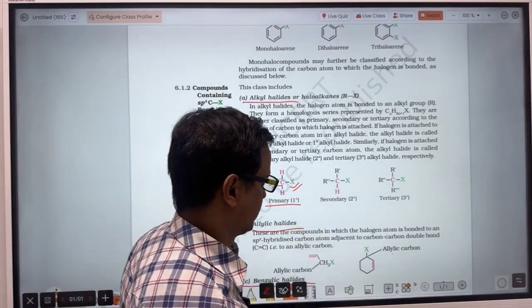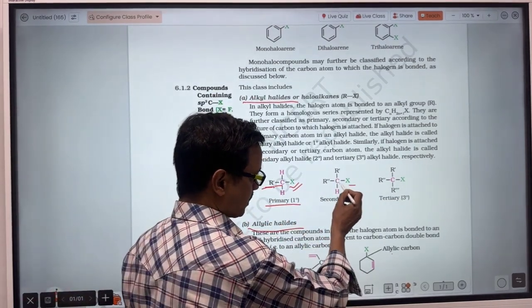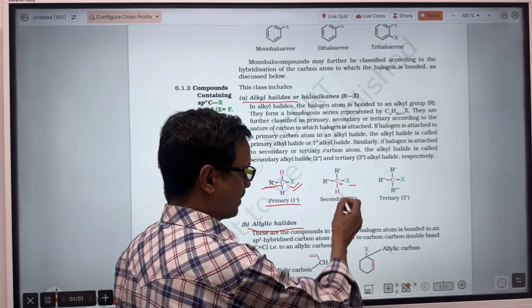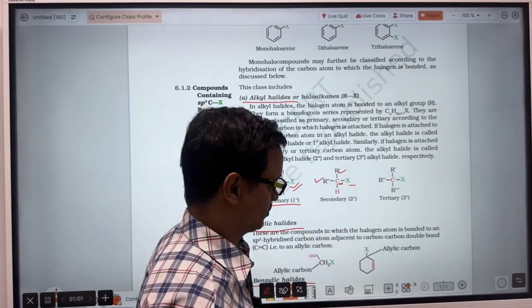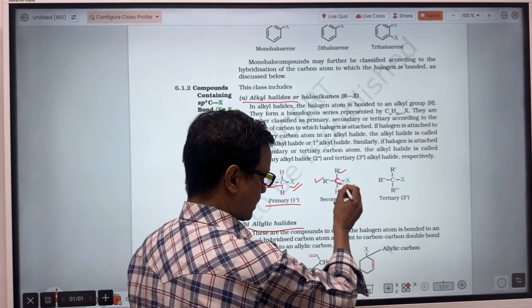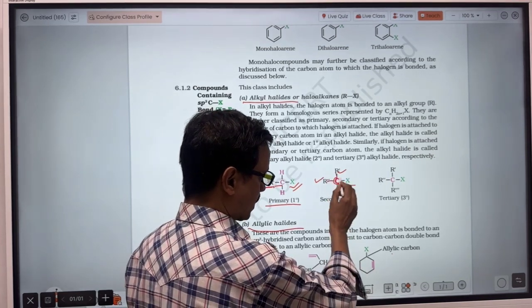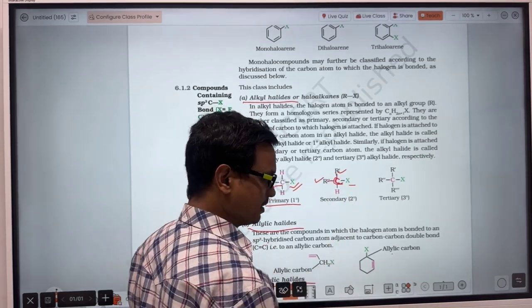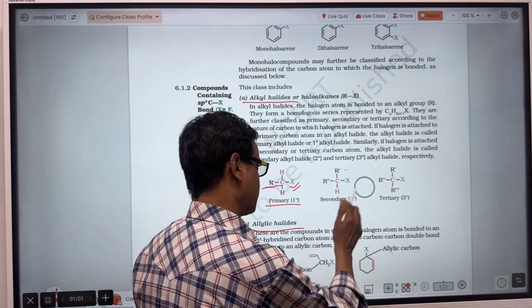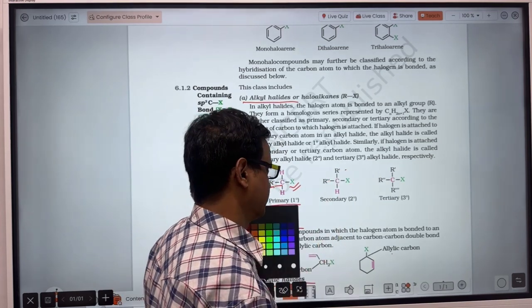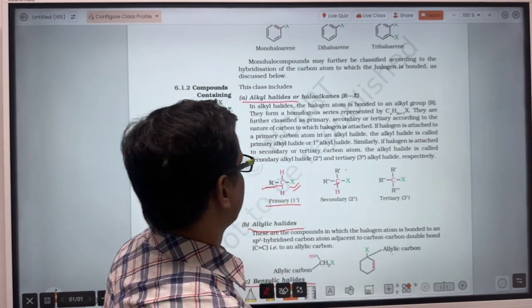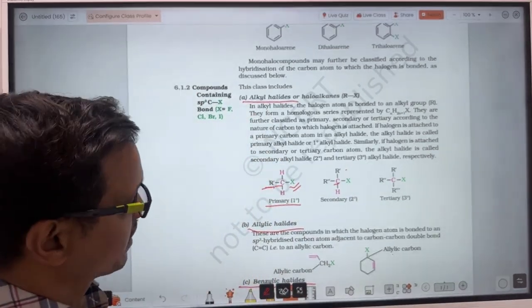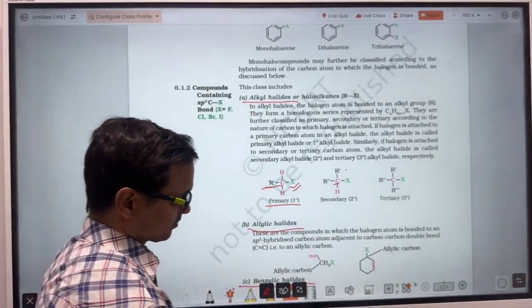In the same way here the halogen is bonded to this carbon, and this carbon is bonded with the carbon of this alkyl group and that of this alkyl group. So this carbon is bonded to two carbon atoms. So it is a secondary carbon, and the halogen is bonded to the secondary carbon. That's why it is classified as secondary alkyl halide or secondary haloalkane.